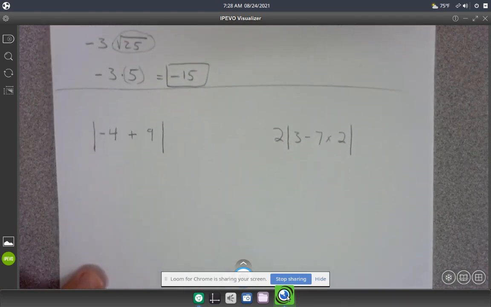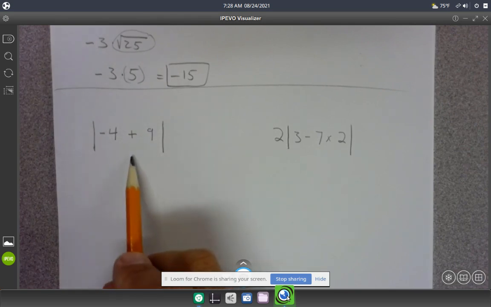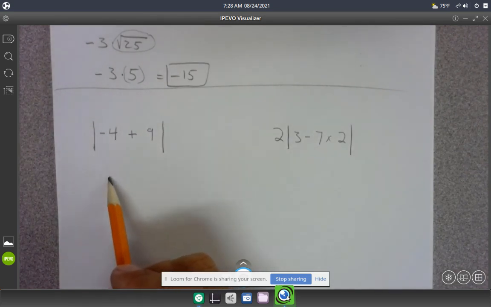All right, I got two more here. If you want to give these a shot, you can. The absolute value bars, those straight up and down bars there, again, they're going to act like parentheses. But what you do at the end of the day, after you've done whatever is inside the bars, then you're going to make sure that your answer is positive. That's what absolute value bars do. They take whatever is inside of them and they turn it positive.